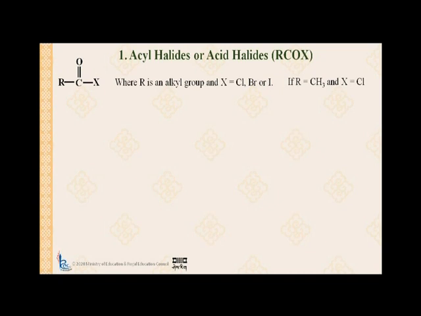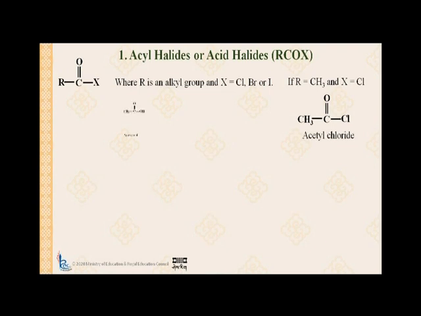For example, let's say the alkyl group is CH3 and the halogen X is chloride. If we replace R with CH3 and X with Cl, then we get CH3COCl, known as acetyl chloride. This acetyl chloride is the common name. Then why is it known as acetyl chloride?